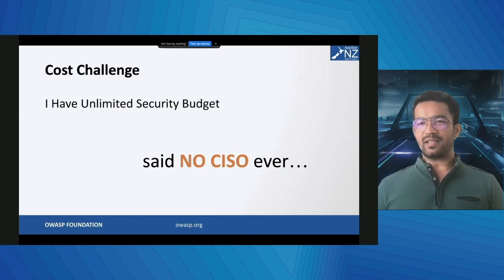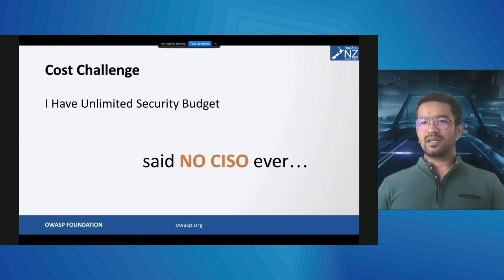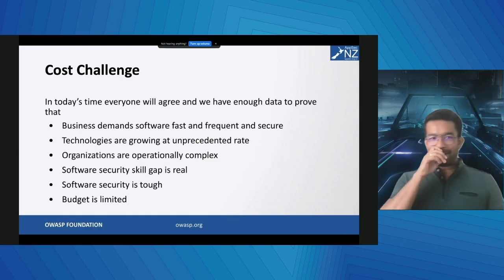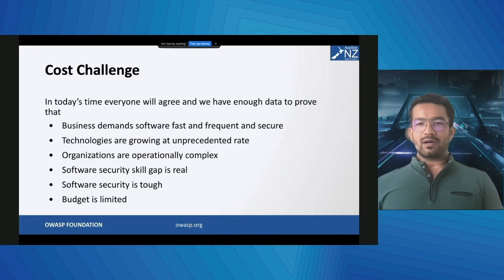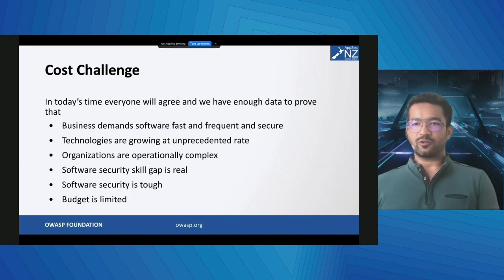To be fair, no department has unlimited budget, but in the case of security, we have a very limited budget when it comes to the implementation, and the reason for that I'm going to explain in the next slide. So in today's time, we have enough data to prove that business demands, like I said, software is fast, secure, and frequent. If I have to give an example, I'm sure nobody is even aware what version of Gmail they are using.